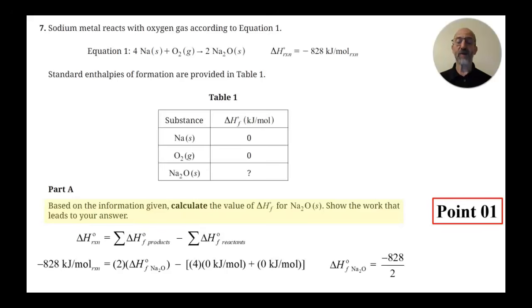And so that number, the enthalpy of formation for sodium oxide, is equal to negative 828 divided by 2, and the units are kilojoules per mole. So when I do that math, I get negative 414 kilojoules per mole, and that is the standard enthalpy of formation for solid sodium oxide. So that's the first point of question 7.